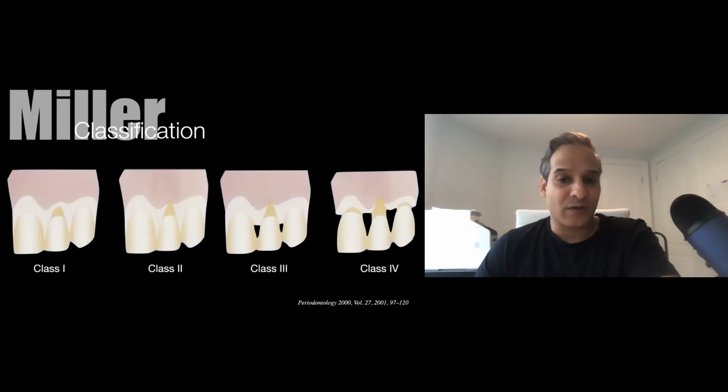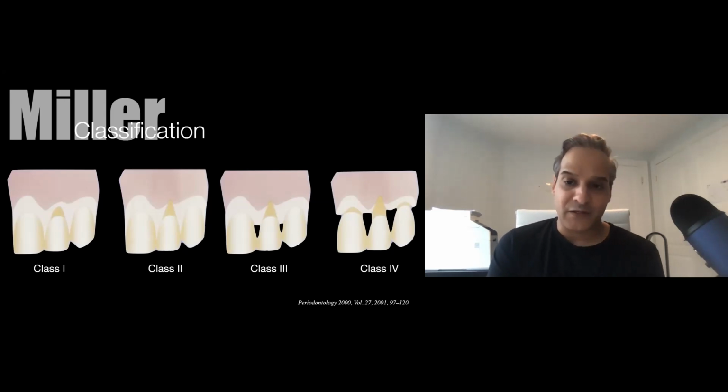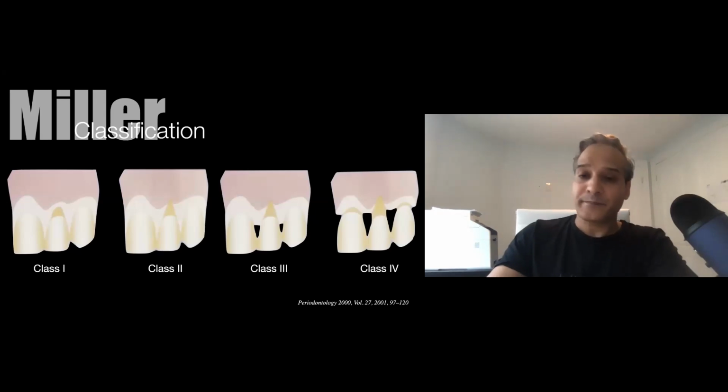So in cases like this, class 1 and class 2 recession defects are very predictable to gain 100% root coverage. When you look at class 3 and class 4s and you start to see loss of papilla, these cases are very difficult to treat to gain 100% root coverage. And most likely with cases like this, I don't promise anything. If we're trying to save and maintain the tooth, I look towards something more in the lines of a free gingival graft to just get a thick band of keratinized attached tissue in the site to keep the area stable.